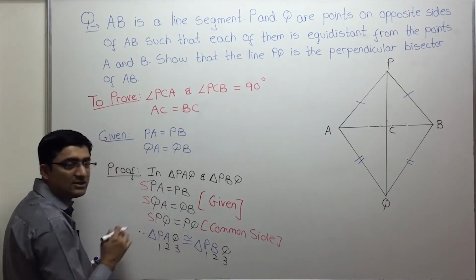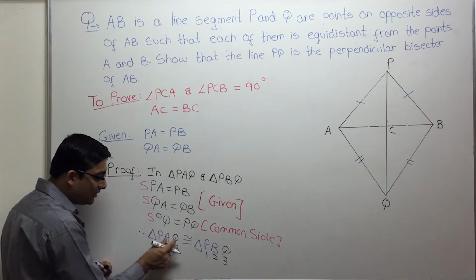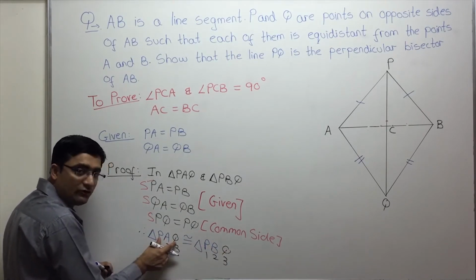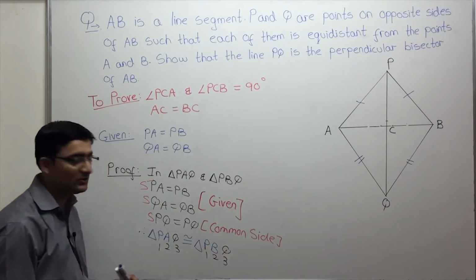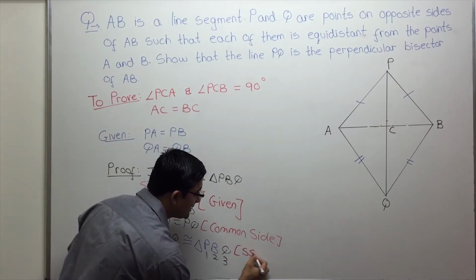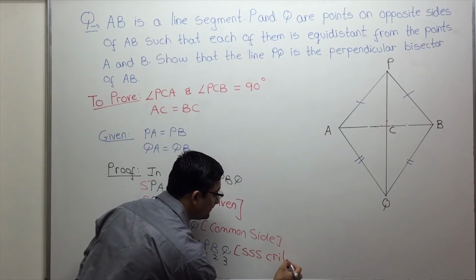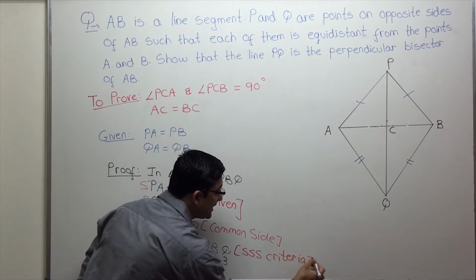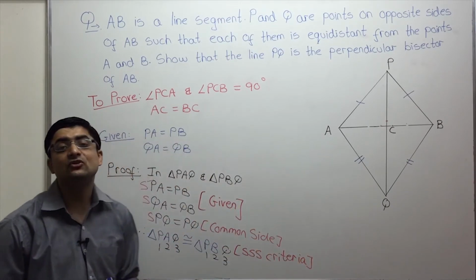So all the three conditions are met. I repeat, PA is equal to PB, QA is equal to QB, PQ first and third equal to first and third PQ. So this over here is the congruence statement. What is the criteria? SSS criteria. So using the side criteria, we have shown these two triangles to be congruent.